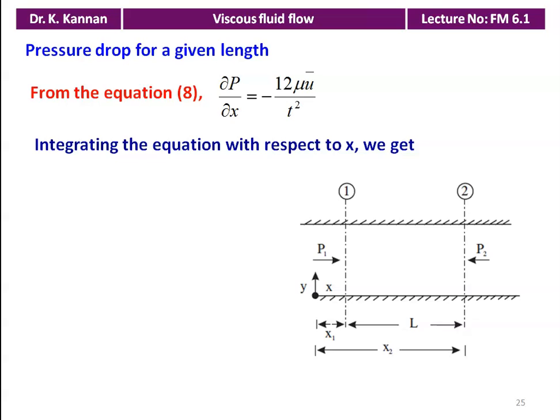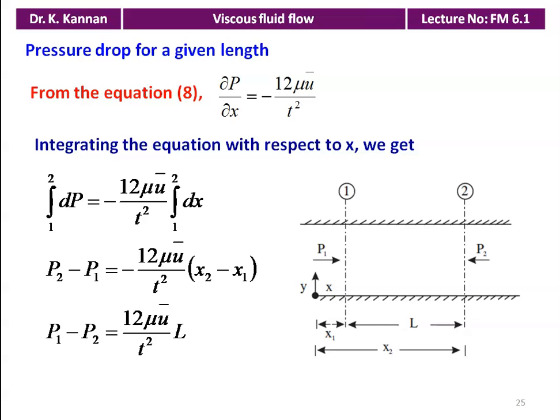So pressure drop from the previous equation, dou p by dou x equal to minus 12 mu u bar divided by t square. So integrating this equation between the two points 1 and 2. So at section 1, the pressure is P1. At section 2, the pressure is P2. Integrating, P2 minus P1 equal to minus 12 mu u bar by t square into x2 minus x1. And x2 minus x1 equal to the length between the sections. So P1 minus P2, changing the direction, P1 minus P2 equal to 12 mu u bar by t square into L. So t is the gap between the two plates. L is the length between station 1 and station 2.